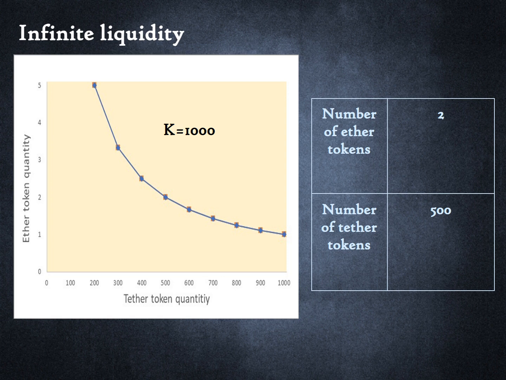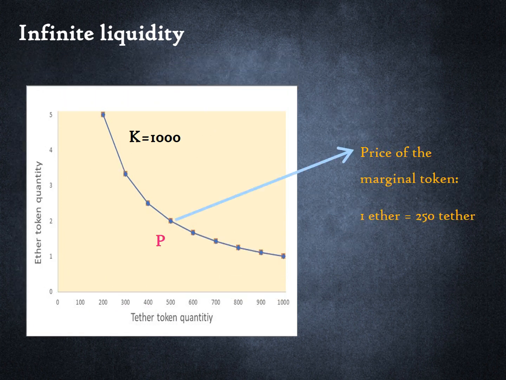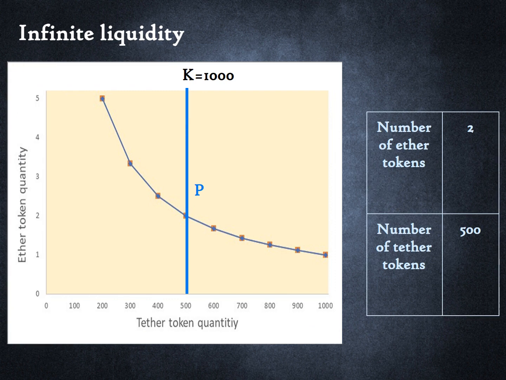At the extremes of this price curve, the quantity of one token is close to 0 and the quantity of the other token is infinity. The current equilibrium of this liquidity pool is at point P. The price of a marginal token at point P is 1 Ether equals 250 Tether. We know that there are 2 Ether tokens and 500 Tether tokens in this liquidity pool.